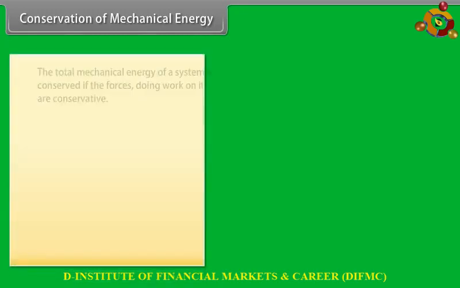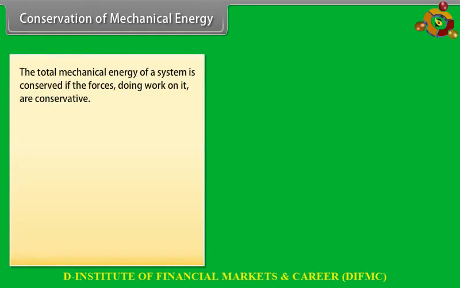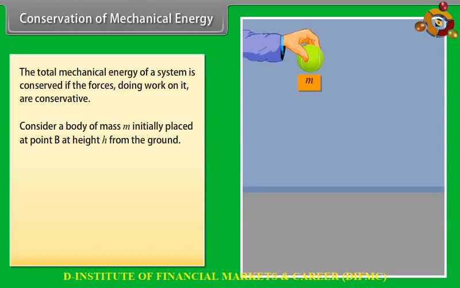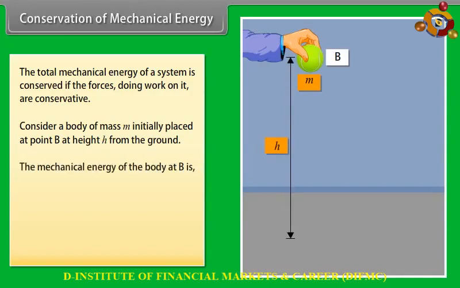Conservation of mechanical energy. The principle of conservation of total mechanical energy states that the total mechanical energy of a system is conserved if the forces doing work on it are conservative. Let us understand it with an example. Consider a body of mass m initially placed at point B at height h from the ground. The mechanical energy of the body at B is equal to the kinetic energy of the body at B plus the potential energy of the body at B, which is equal to 0 plus mgh.